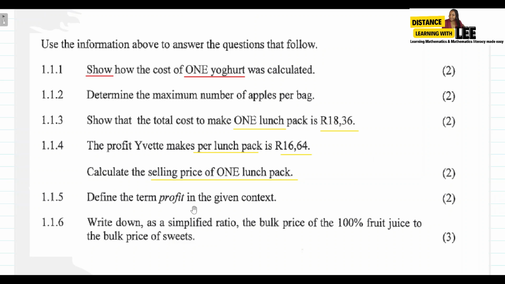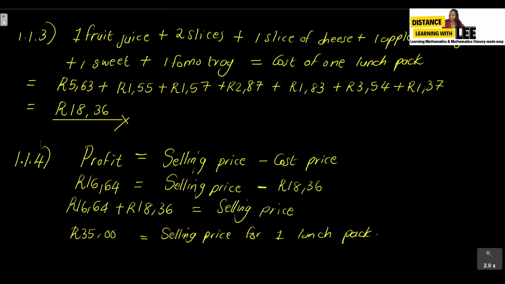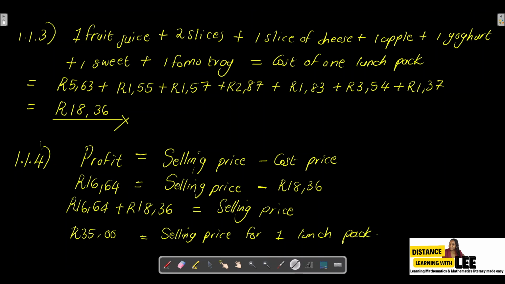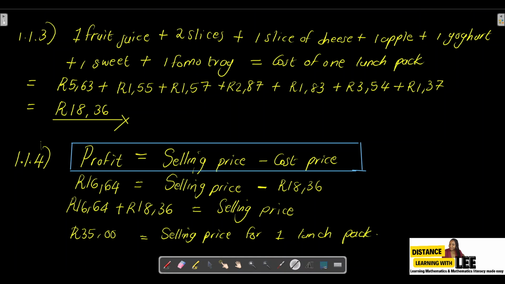Guys, if they tell you to define something using the given context, we can just look at the formula that we use to calculate the profits. So what do we see here from this formula? I'm just going to highlight it for you so we can define profit in this given context. Profit is calculated by taking the selling price and you minus the cost price, okay?